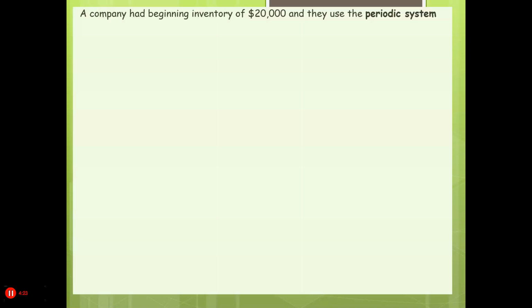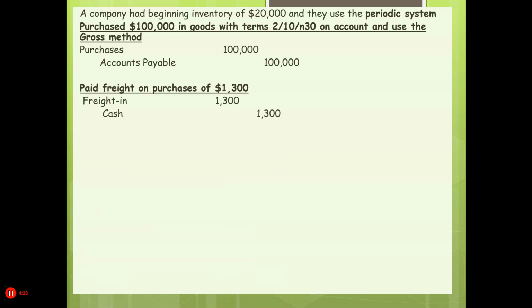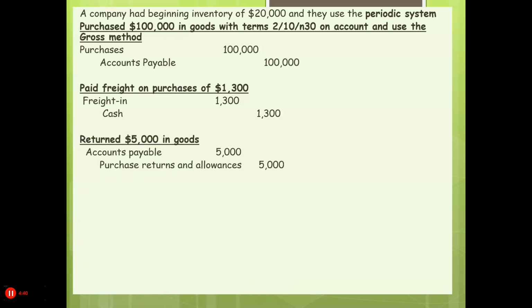Now, let's go through the journal entries for periodic. So, we bought $100,000 in goods. We would book purchases and accounts payable. We paid freight, which would be a separate account under the periodic system. We returned goods. We had another account called purchase returns and allowances.